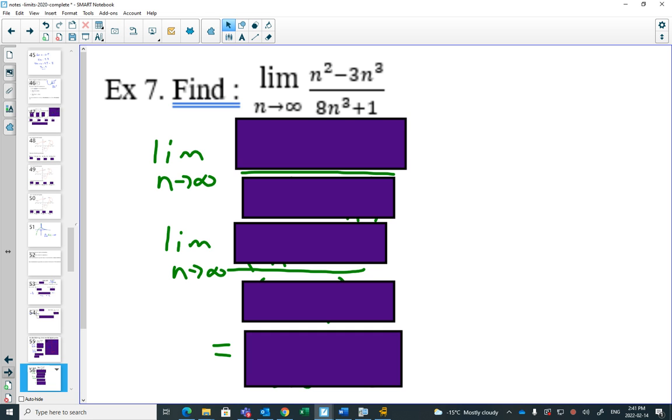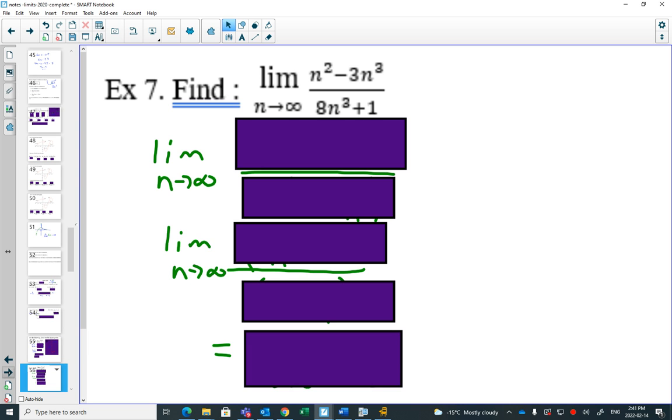All right. So if you didn't show your work, can you see what the answer would be? What's the highest degree in the top? An n cubed. Highest degree on the bottom? An n cubed. So if you ignored everything else, you get negative 3/8 as an answer. Because when things get really, really big, it doesn't matter that you have n squared in there. Because the n cubed is way more powerful than an n squared, even though n squared is very powerful to begin with.